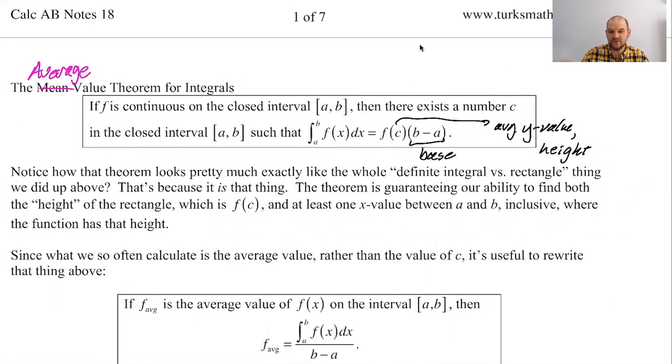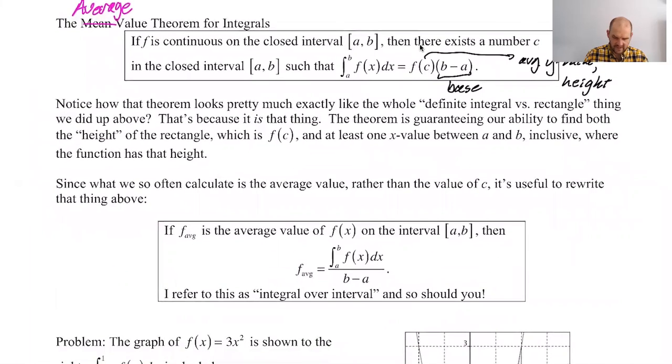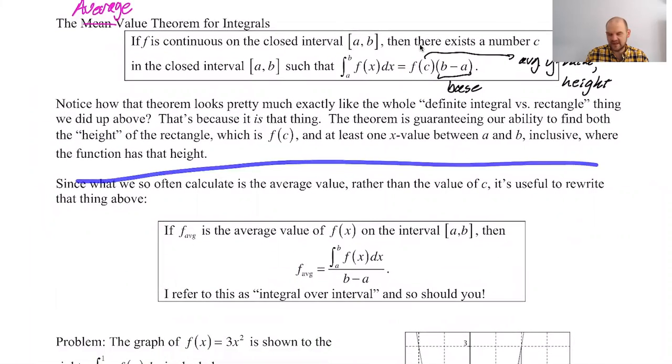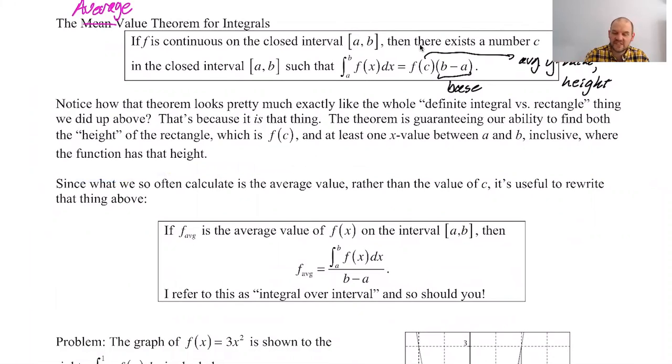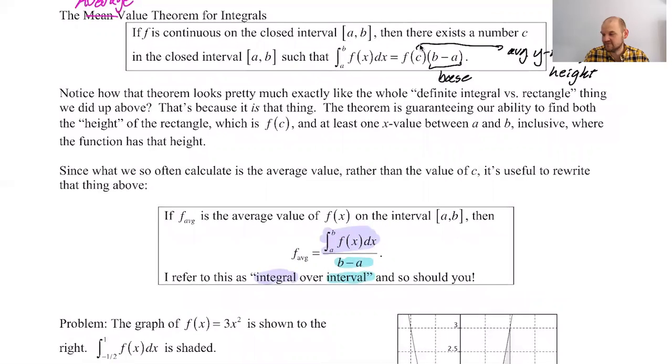In practice, the way that you're gonna end up using it, there's some stuff here that you can read. So it's the height of the rectangle. There might be more than one value of c, blah, blah, blah. In practice, the way you end up using it is this. You actually divide, right? You solve this for f of c. So you're gonna divide and you're gonna get the integral over the interval. That's how I say it all the time, and I think it's really useful. Say it with me, integral over interval. If you can remember that, which I'm confident you can, you're gonna get these problems with no issue at all.